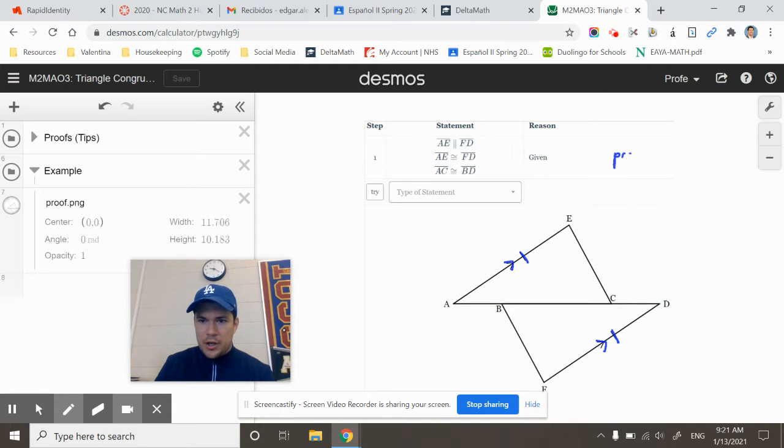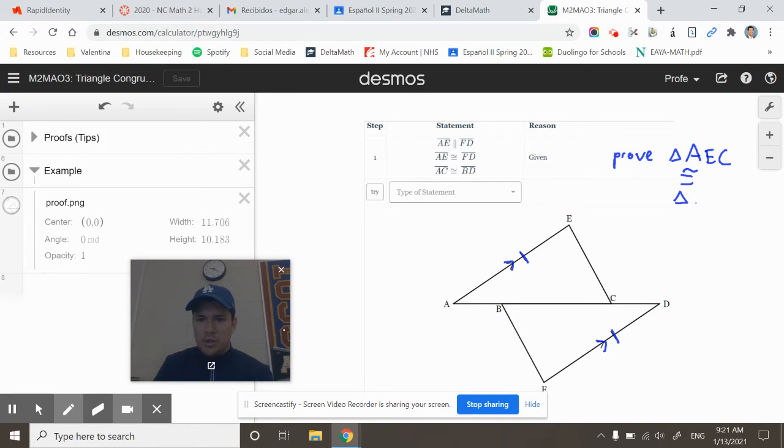Again, we're trying to prove that triangle AEC is congruent to triangle DFB. So we're told that these two sides are the same, so I can put a little mark like that. It's hard to show the mark because it's on a shared side. But this side is congruent to that hypotenuse. So we proceed. Is this enough information for me to say that the triangles are congruent?